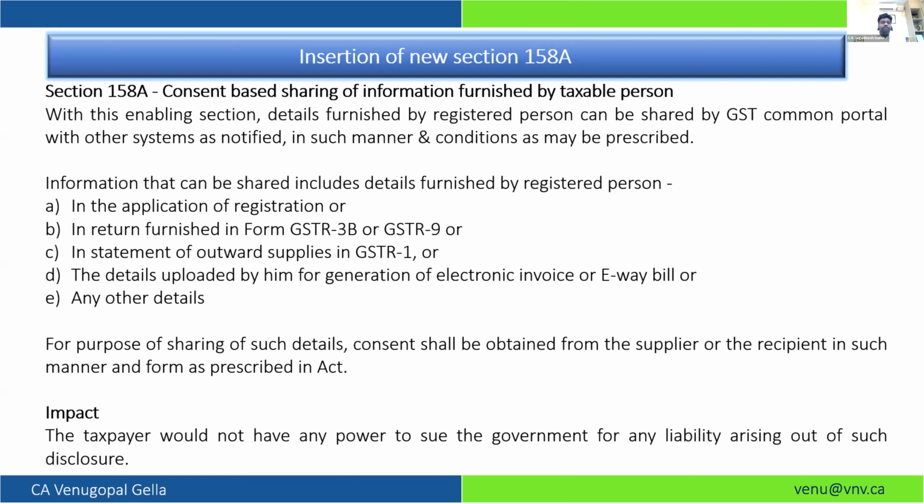So, all the details provided in the application, and the details furnished in the various returns like GSTR 1, GSTR 3B, GSTR 9, and details uploaded in the e-invoice or e-way bill or any other details as may be prescribed. For the purpose of sharing such details, consent must mandatorily be obtained from the supplier or the recipient in such manner. And as of now, no such manner has been prescribed.